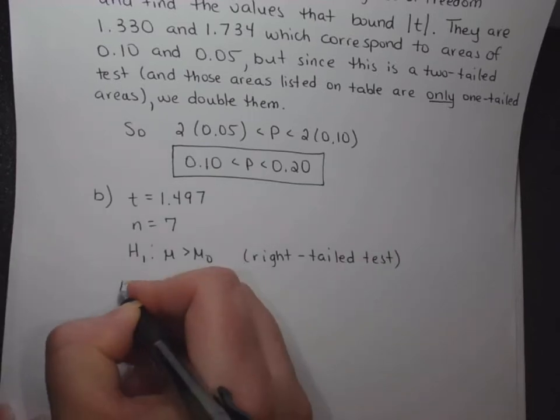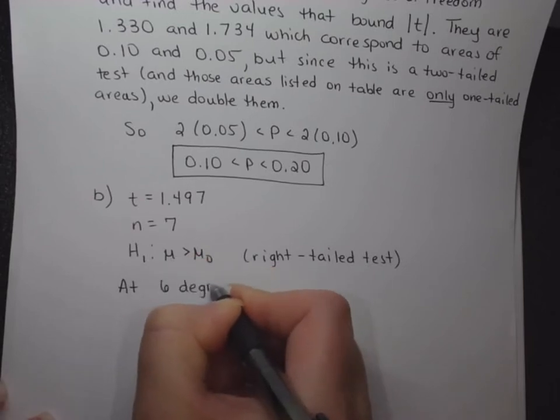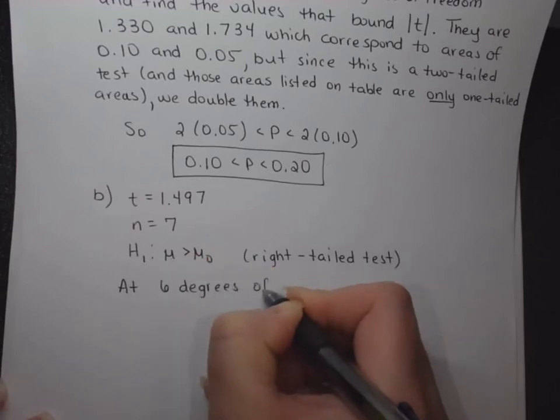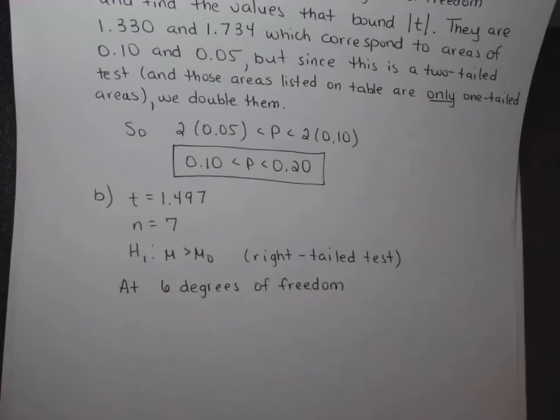All right, so what we're going to do is look at 6 degrees of freedom this time. So you're going to look at a different row. Okay, so I want you to pause the video if you can and try to figure out which areas are going to bound this T value at the row of 6 degrees of freedom.